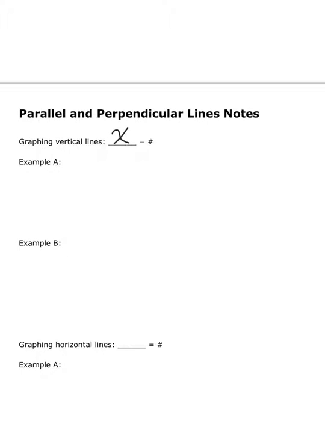So, for example, x equals, Jacob, give me a number. 2. 2's a good number. So x equals 2. So to graph x equals 2, I want everyone to sketch an x and y axis.